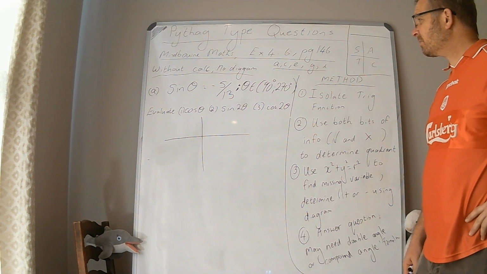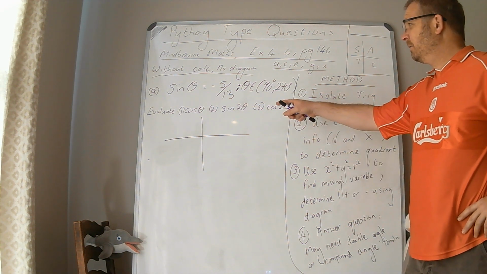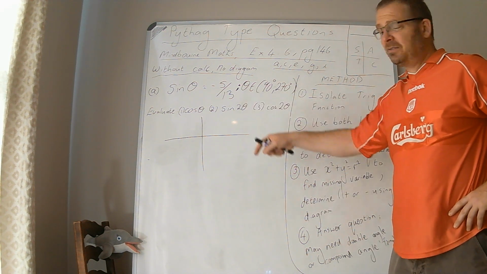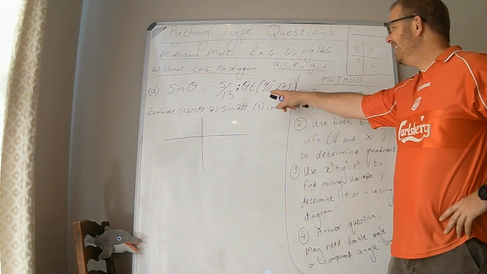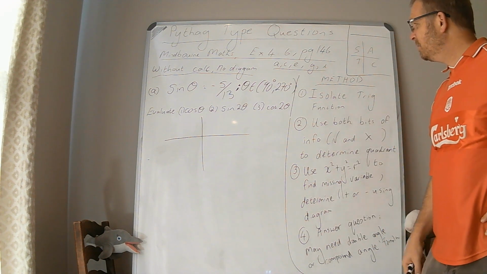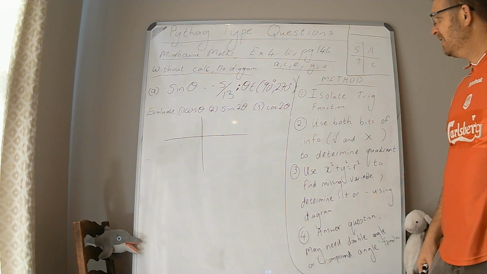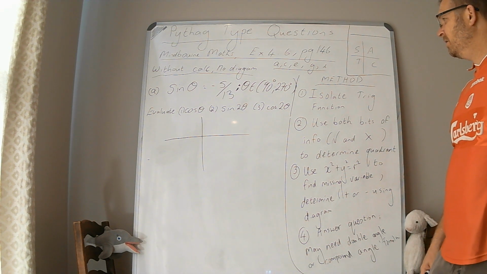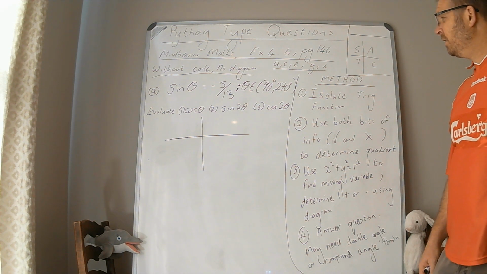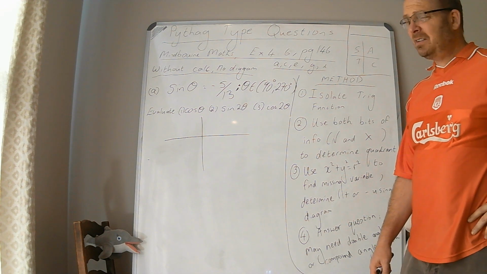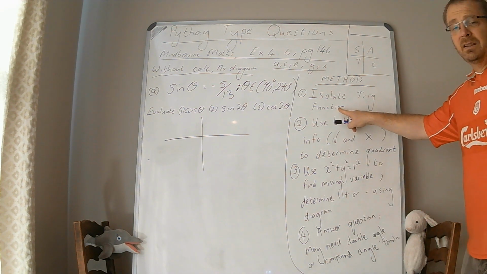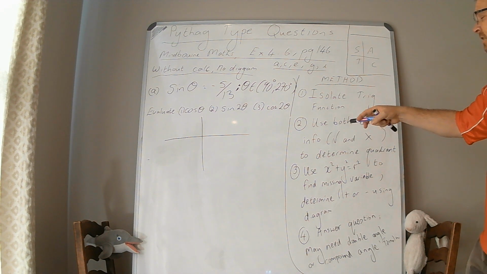So, the first question, question A, says the following. Given sin theta is equal to negative 5 over 13, and theta is an angle of magnitude between 90 and 270 degrees, calculate cos theta, sin 2 theta, and cos 2 theta. So, you're going to start off exactly like you did in grade 11 and in grade 10 actually. And remember your method: you isolate the trig function.